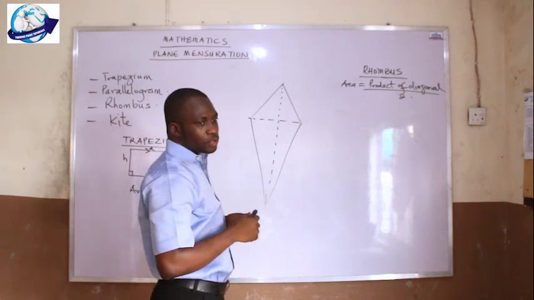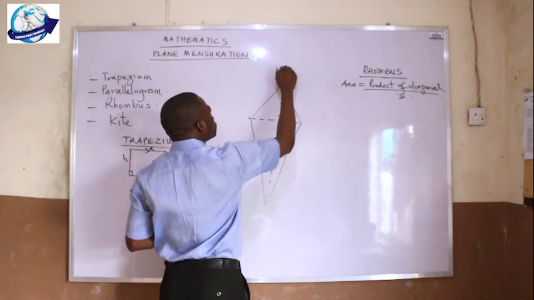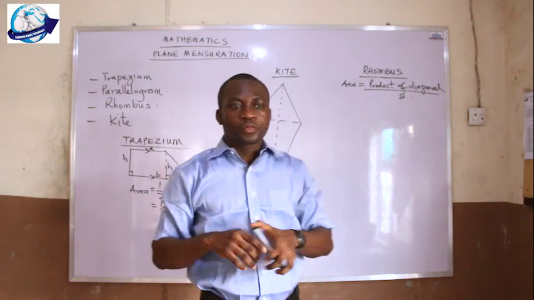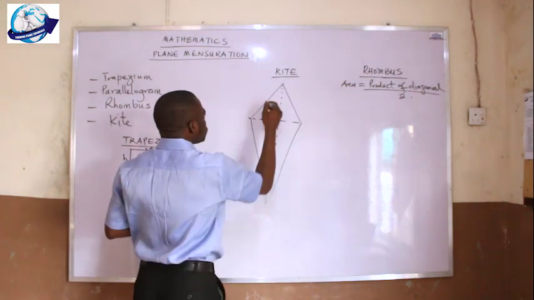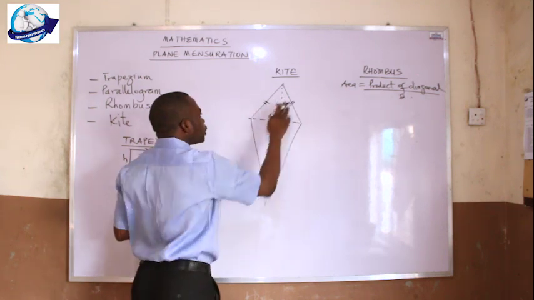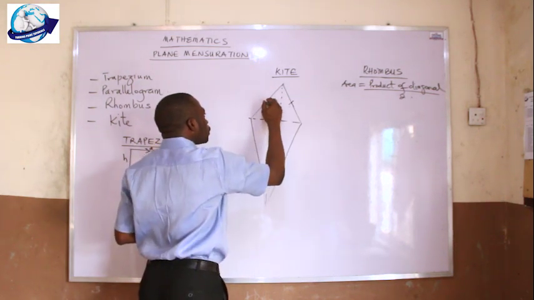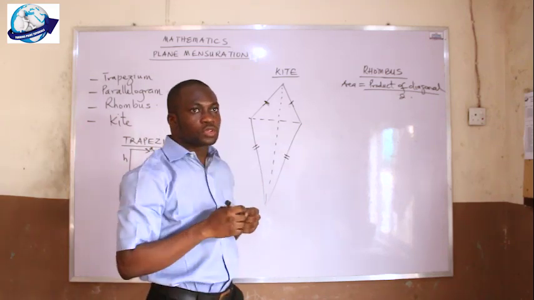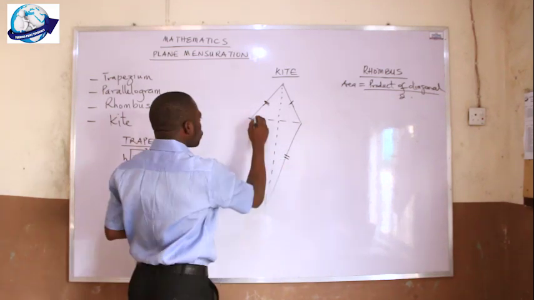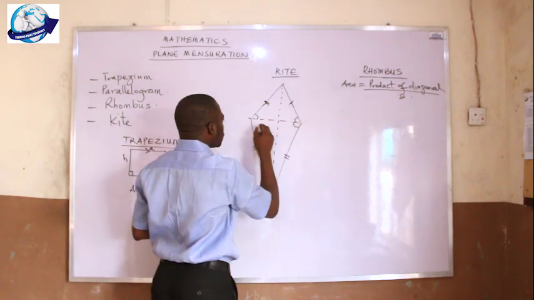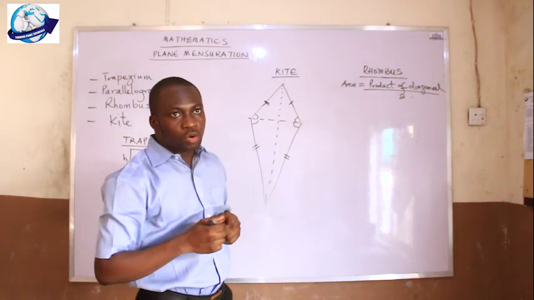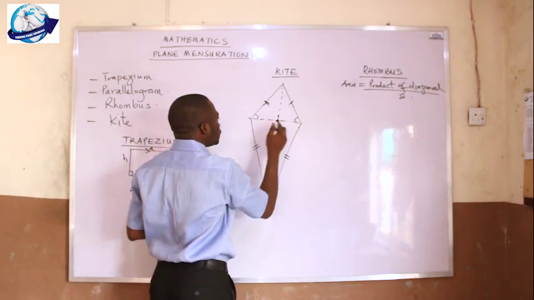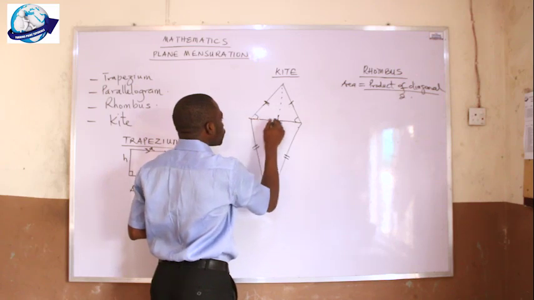Looking at the kite very well, you will understand that the kite is a combination of 2 isosceles triangles. What I am saying is this side and this side are equal. Let me use one stroke. This side and this side are equal. That's one part you must understand. Not only that, the angle here and here are equal. Then from this end to this end is equal, and from here to here is equal.